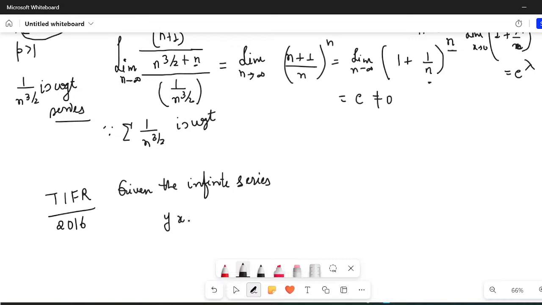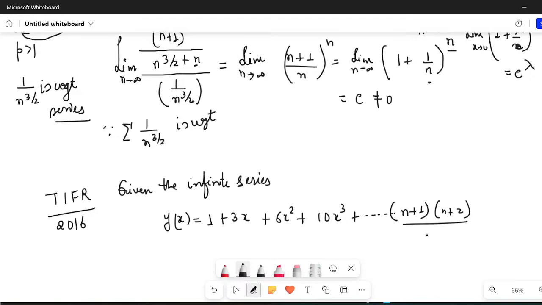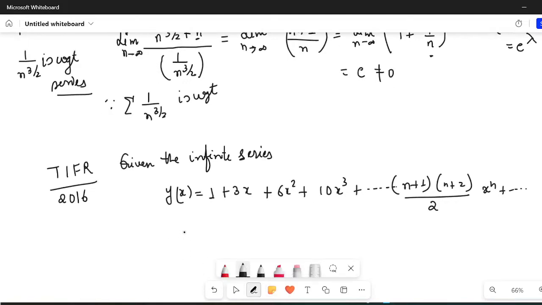The question said, given the infinite series y(x) equals 1 plus 3x plus 6x squared plus 10x cubed, and so on, up to (n plus 1)(n plus 2) divided by 2 times x raised to power n. And the question asked: find the value of y(x) at 6 by 7.